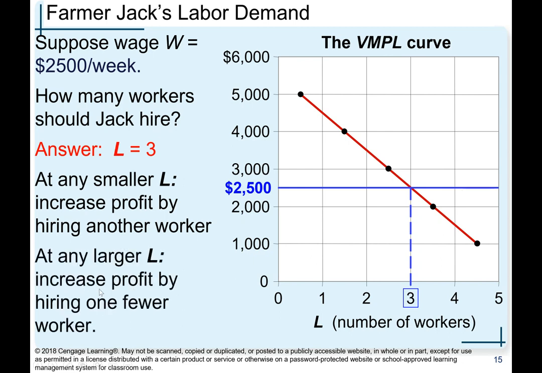At any larger L, or labor, profit increases by hiring one fewer worker. So for example, if you hire 4 people, the fourth person, this is the value of the marginal product, and this is what you're paying him or her. That means you're better off getting rid of this fourth person. Profit will be maximized where the value of the marginal product is equal to the wage rate.